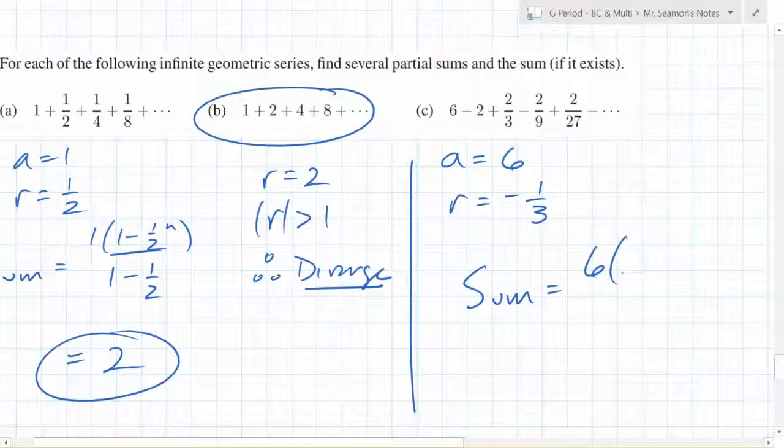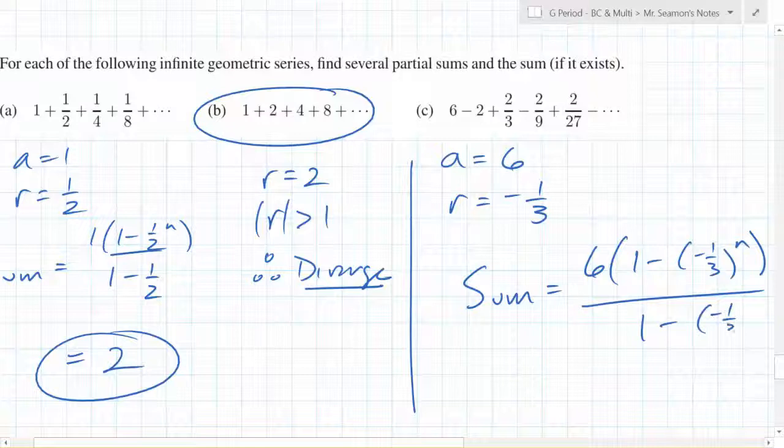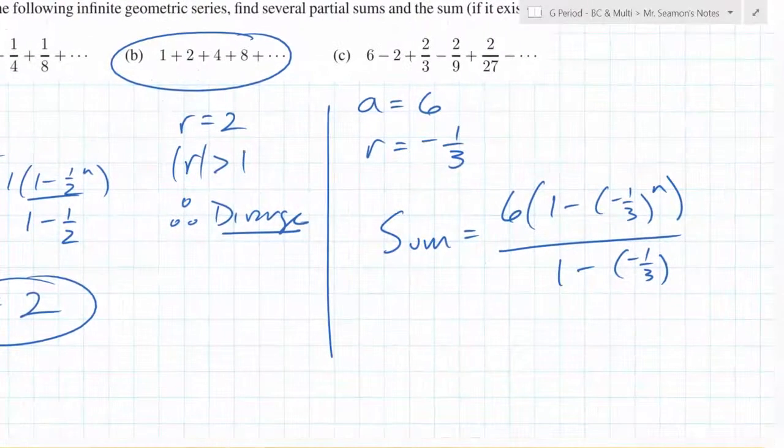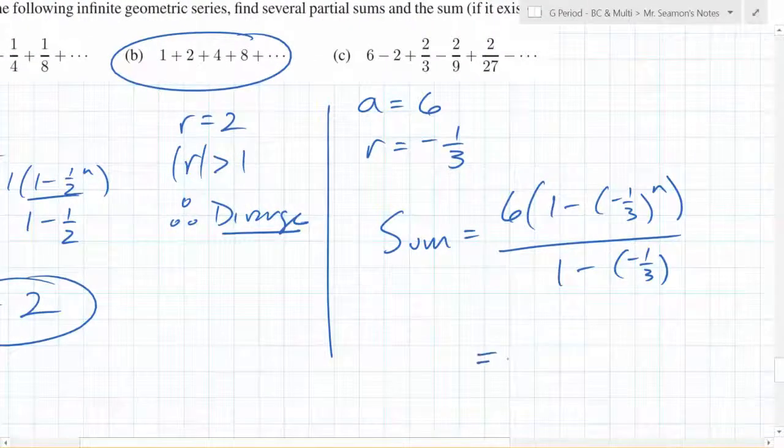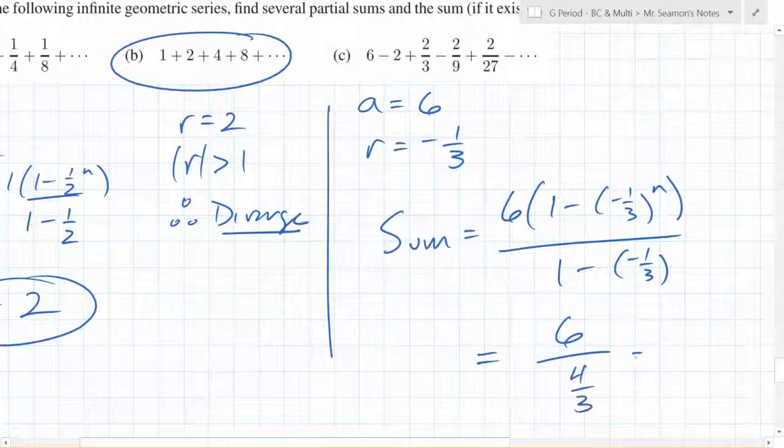6 times, like this? Yep. I'm just going to write out the whole thing like this. Is that what you wanted right there? So do we think this works? It's going to be 6 over what? 4/3, yeah. So what's that going to be? 18 over what?